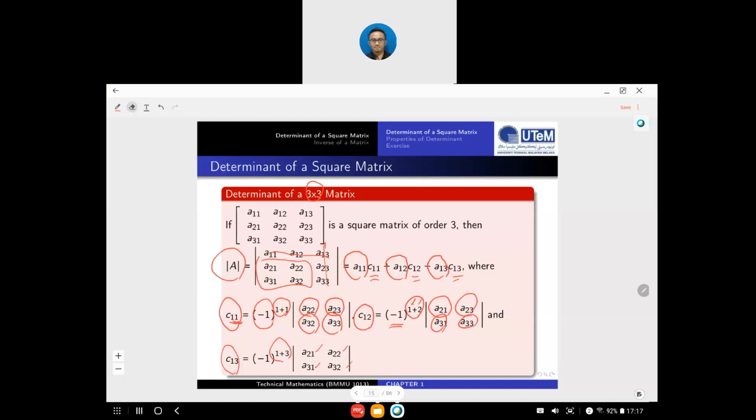How to find the cofactor? This one you can find the same way as when you want to find a 2 by 2 determinant. That means you cross multiply this. Also the same thing for the rest. Can?